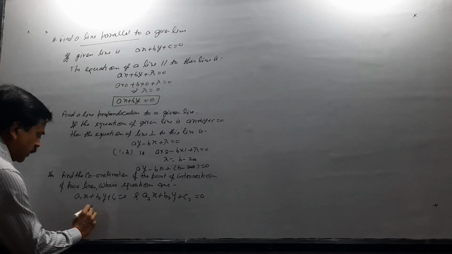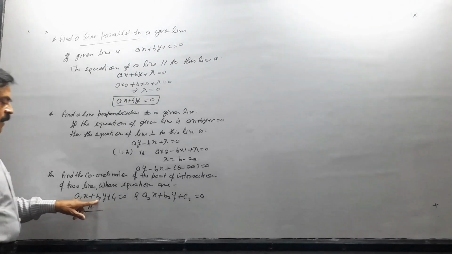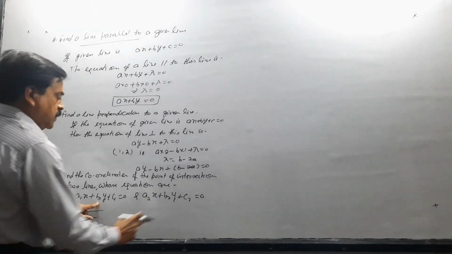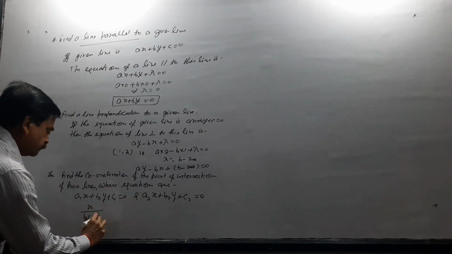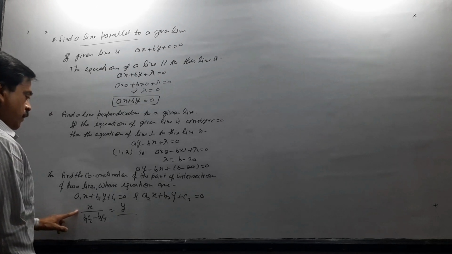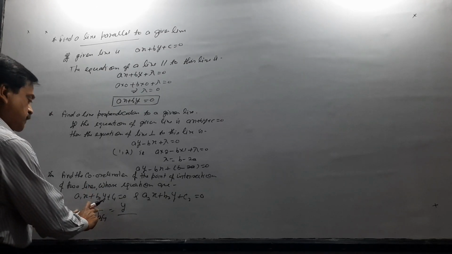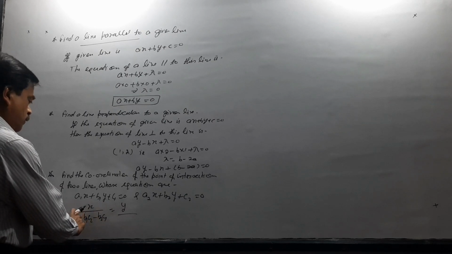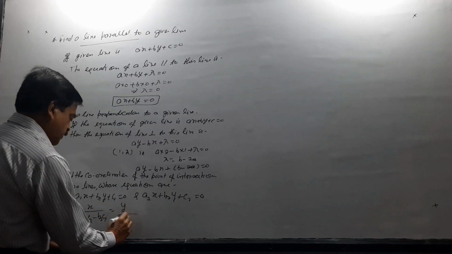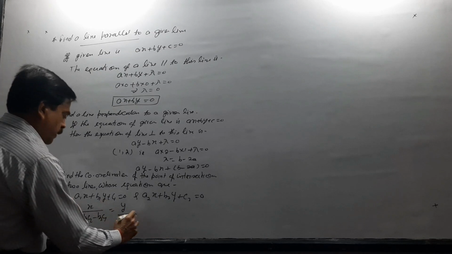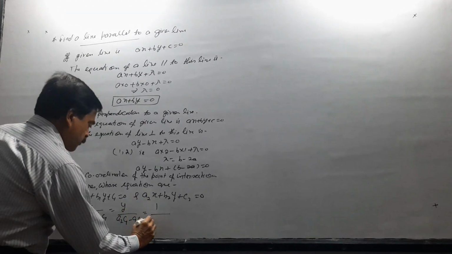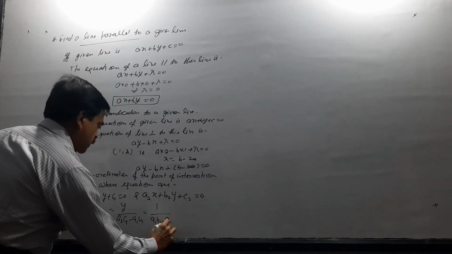or x upon b1 c2 minus b2 c1, value of y a2 c1 minus a1 c2 and 1 upon a1 b2 minus a2 b1.